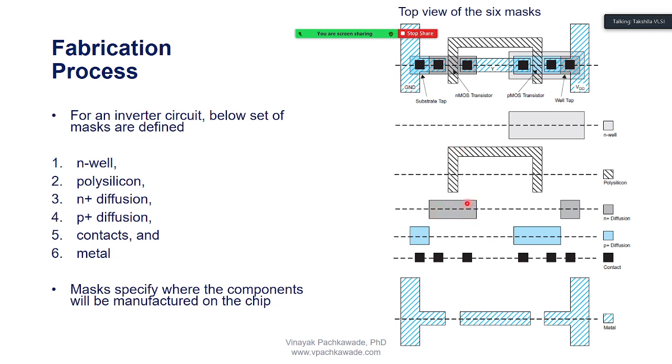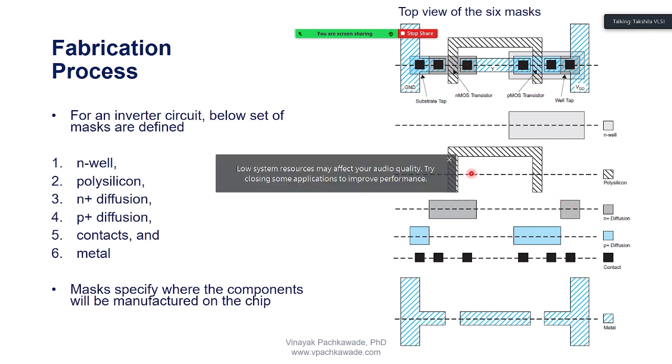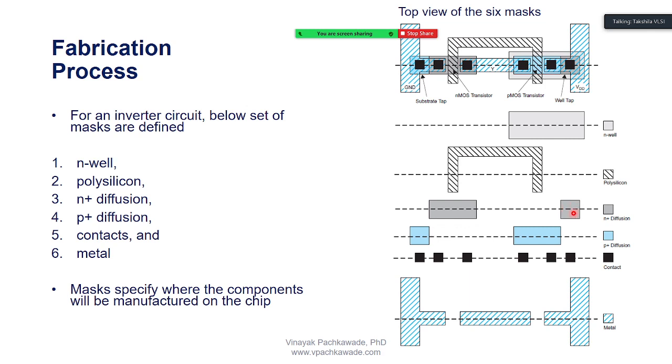This is the mask for the N diffusion. This mask is telling me these are the N plus regions, N plus and N plus here, that are helping me to fabricate my NMOS. An extra mask here is telling me this will be inside the N well to have a contact for the PMOS transistor, because PMOS goes inside the N well.